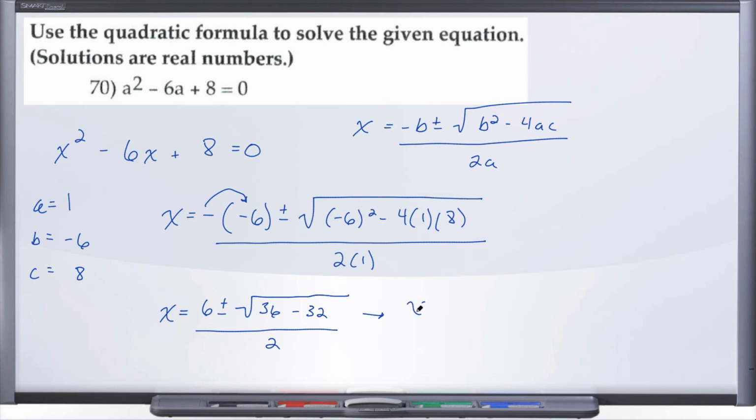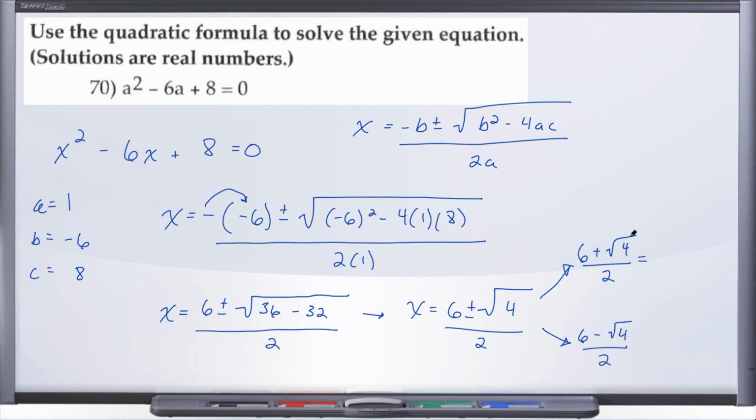And continuing along here, we have x equals 6 plus and minus the radical. Well, 36 minus 32 gives us 4 all over 2. And so now we're going to have two answers that split off here. We're going to have 6 plus whatever radical 4 is, and of course we know radical 4 is 2 over 2, and then 6 minus 2 over 2. So we're going to have 6 plus radical 4 over 2, and then 6 minus radical 4 over 2.